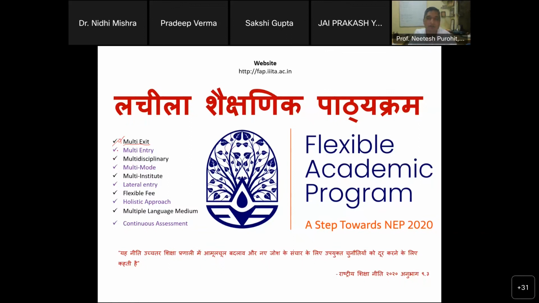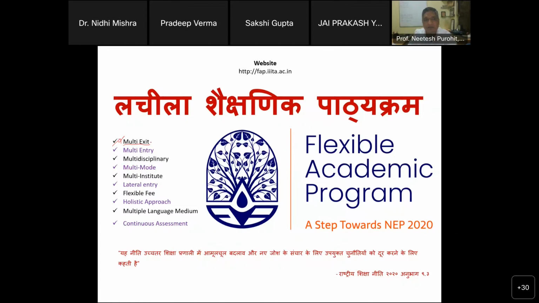So the national education policy says that the restructuring should be done in such a way that multi-exit options should be made available. Current systems have been designed with an aim of single exit, and that's why entire restructuring is required. You cannot simply enable multi-exit option in the existing structure of the courses.